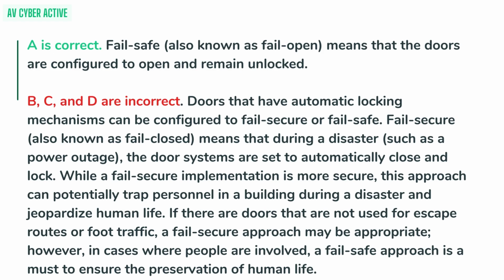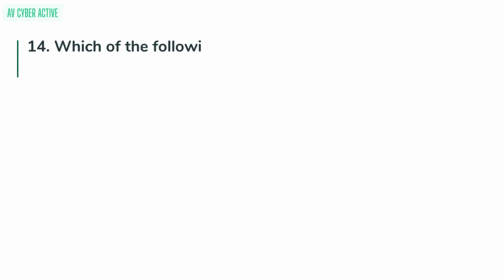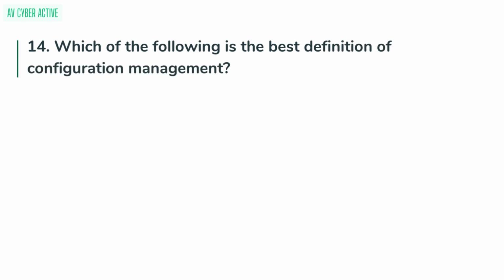Fail-secure, also known as fail-closed, means that during a disaster, such as a power outage, the door systems are set to automatically close and lock. While a fail-secure implementation is more secure, this approach can potentially trap personnel in a building during a disaster and jeopardize human life. If there are doors that are not used for escape routes or foot traffic, a fail-secure approach may be appropriate. However, in cases where people are involved, a fail-safe approach is a must to ensure the preservation of human life.